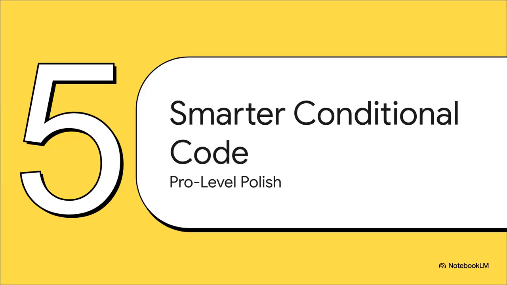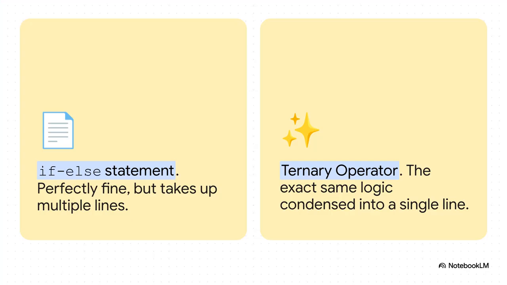Okay, now that we've got the main tools in our belt, let's look at a couple of ways to add a little bit of pro-level polish and make our conditional logic more concise and, well, just more elegant. Check this out. On the left, you have a perfectly good if-else statement. It works, it's clear, but it takes up 4 lines of code. Now look at the right. That is the exact same logic, but we've squished it down into a single line using something called the ternary operator. It's clean, it's compact, and you will see this shorthand used all over the place in professional Java code.